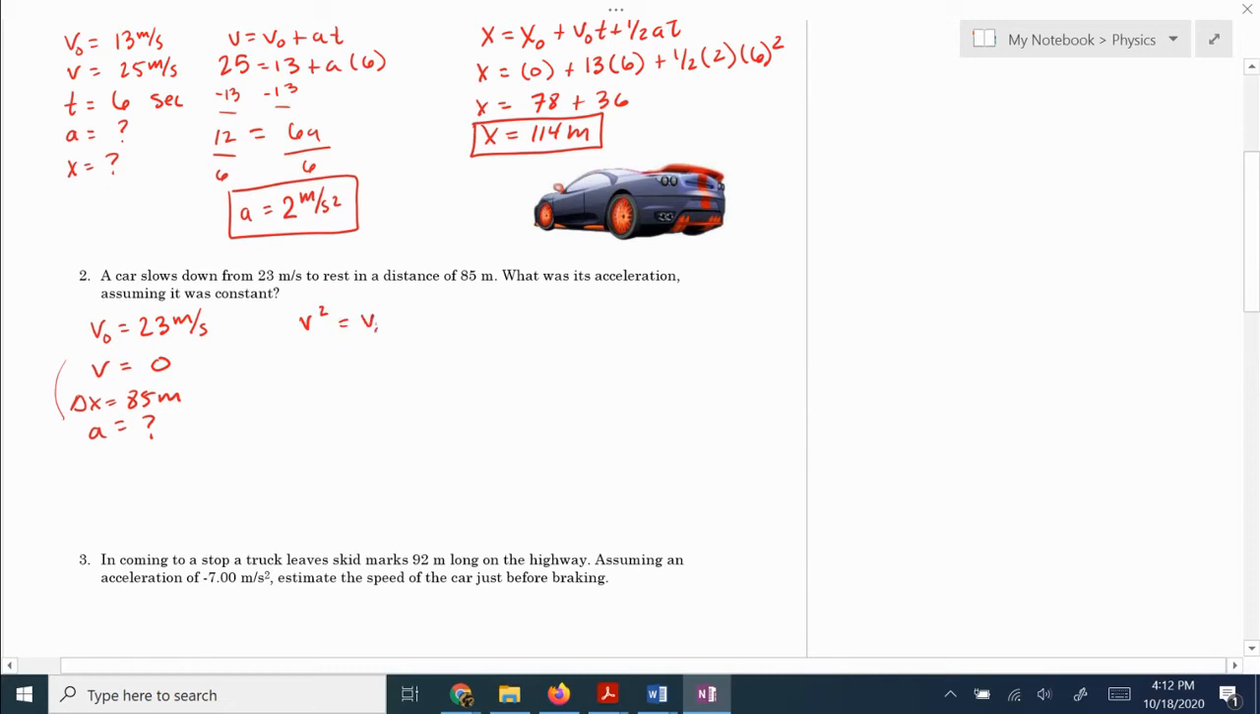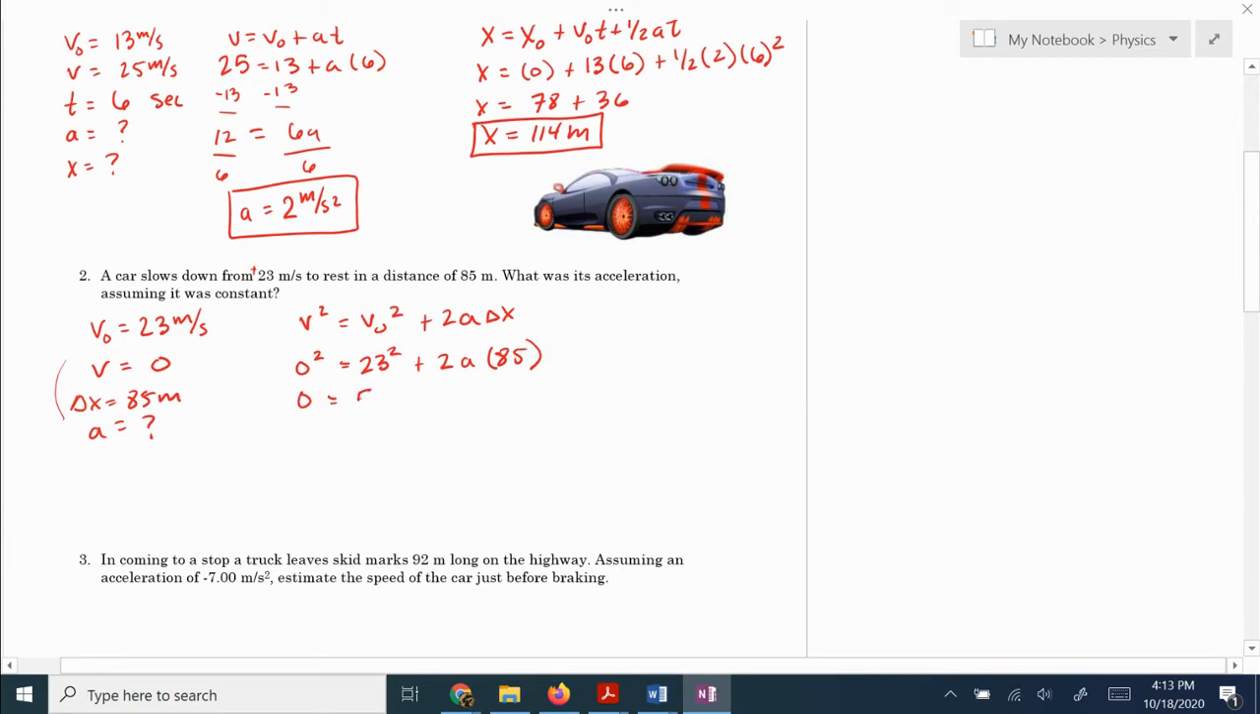So v squared is equal to v naught squared plus 2a delta x. I'm kind of thinking ahead. I'm expecting the acceleration to be negative because it's slowing down, and it was initially traveling at positive 23 and it is slowing down. So that tells me that final velocity is 0, initial velocity is 23. Okay, so 0 squared is obviously 0.